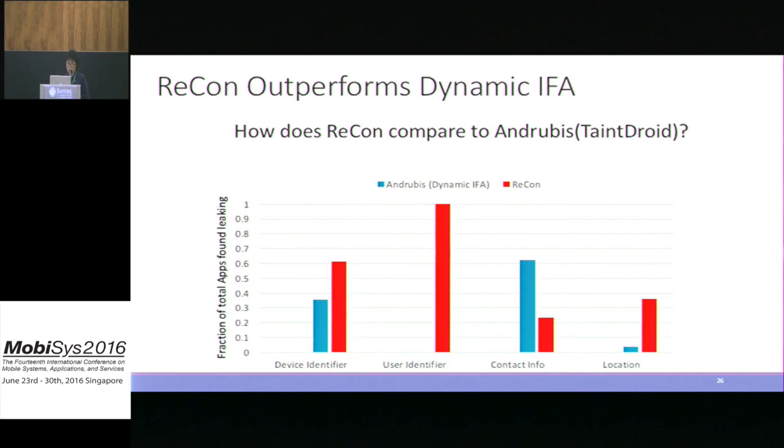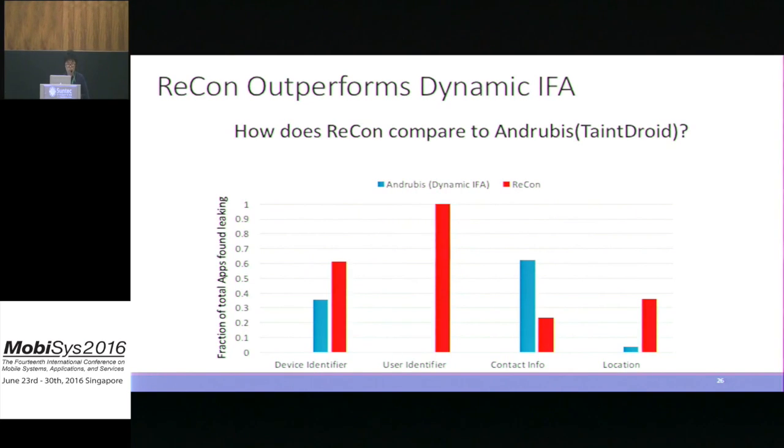So first we compare ReCon with the dynamic IFA tool and Jubis, because they are the only two that generate network traffic. And here is what we found. The x-axis is different types of PII. The y-axis is the fraction of apps that are found by each tool as leaking PII. We can see that ReCon outperforms Jubis in all categories, except the contact information.